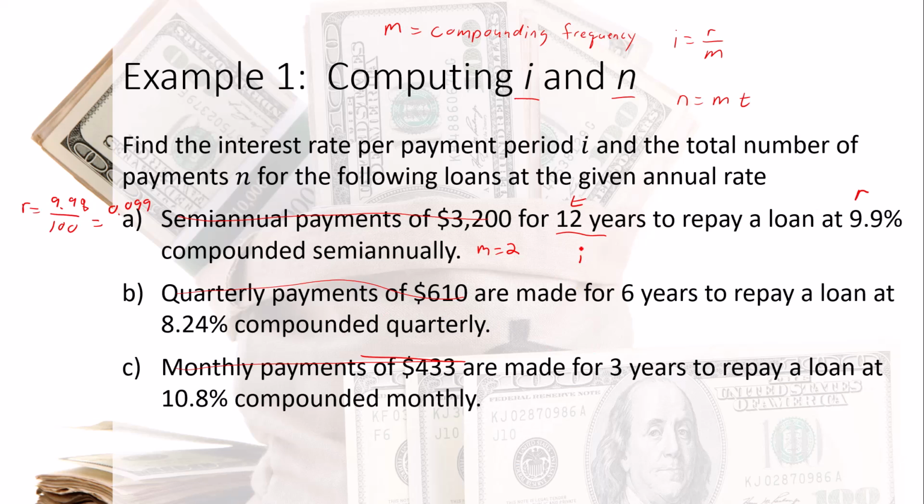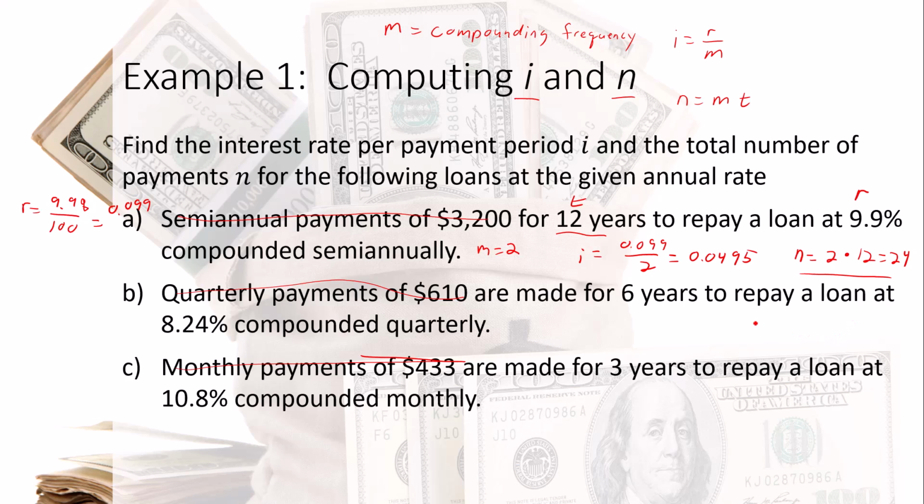I will be 0.099 divided by 2, which will give us 0.0495, and then N, which is going to be M, which is 2, times T, which is 12, is equal to 24. So there you go.